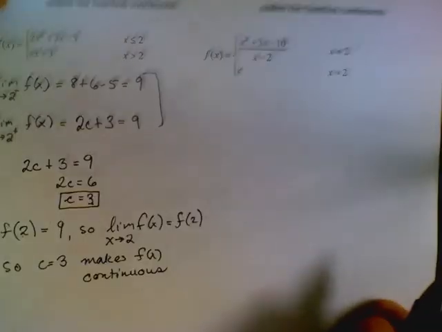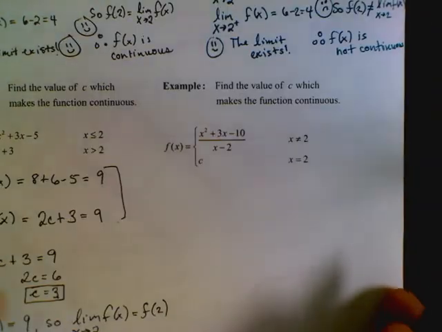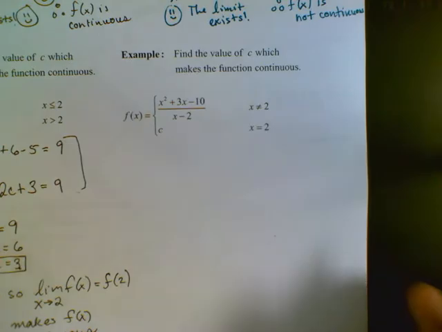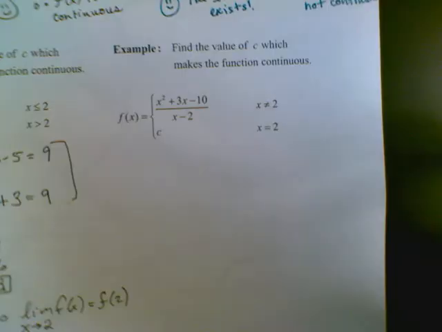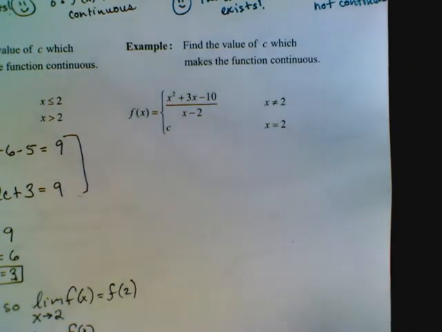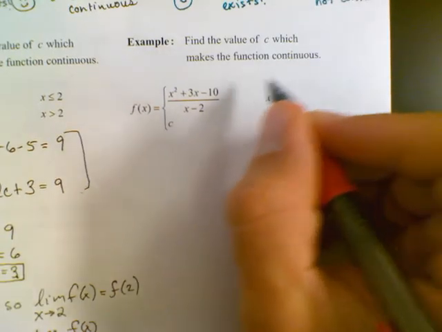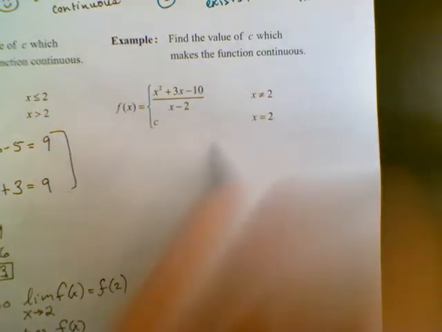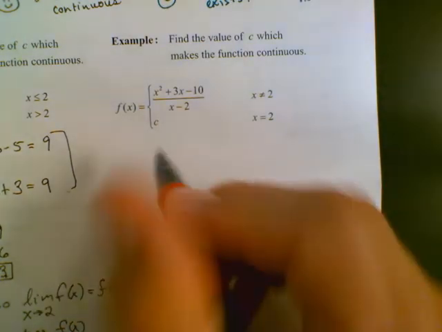Okay. And the last example. The last example I'll do in red. You know why? Because I've messed up on this one pretty recently. So let's do this. Find the value of c which makes the function continuous. So what would we typically do?